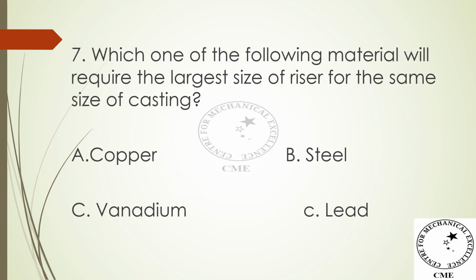Okay, next question. Which of the following materials will require a large size of riser for the same size of casting? Option A, copper. Option B, steel. Option C, vanadium. Option D, lead. Here the correct answer is option B, steel.